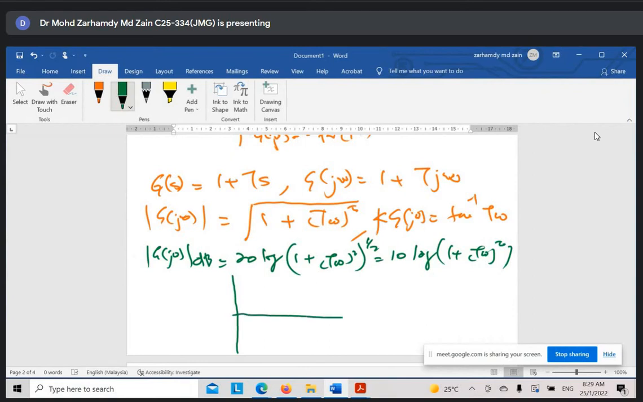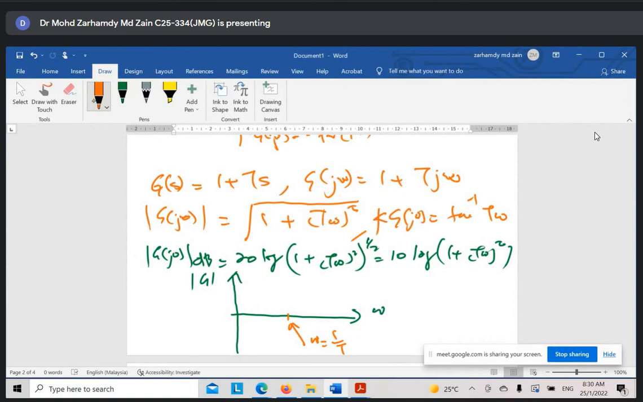Jadi kalau kita lihat kat sini, we have two standard axes. The x axis represents omega, the y axis represents gain. So apa kita nak buat? We have this, and we have the breakpoint. The breakpoint is equal to omega 1 plus T, 1 over T. So kita lihat lah, we need to identify our value T to define S or omega bila kita nak lukis.